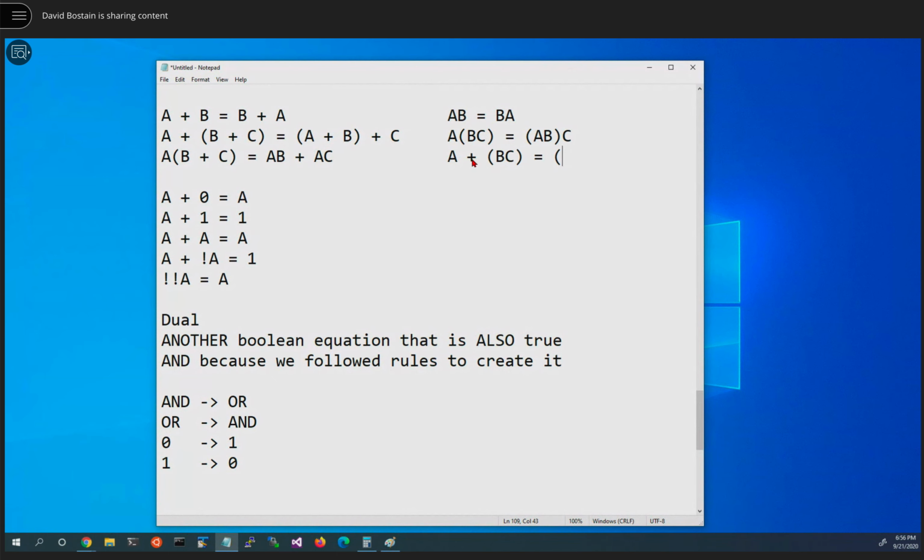A, B, ANDed with A or C. So this is a true statement. This doesn't look much like distribution, and as a matter of fact, we probably would get rid of the parentheses here, because we've still done what this said to do.